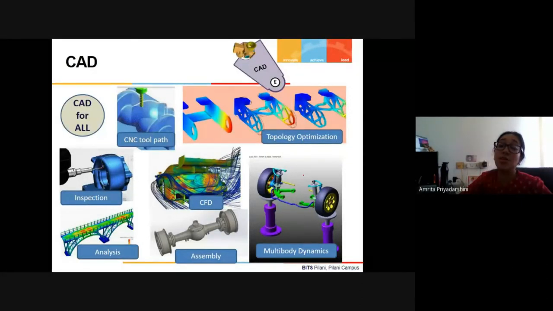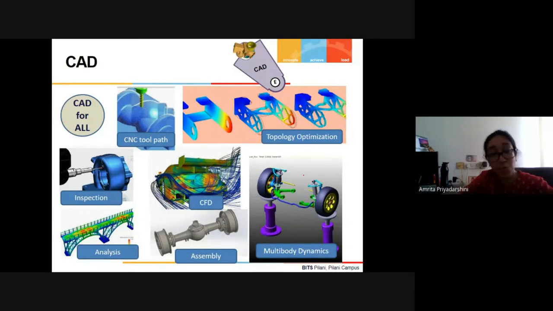So from this, what we can understand, whether it is a CNC or a 3D printer, the very first thing we want as a starting point is CAD. CAD is something that is immaterial for most of the things we are doing nowadays, whether it's a simulation, whether it's a CNC turning, or if it is an assembly.